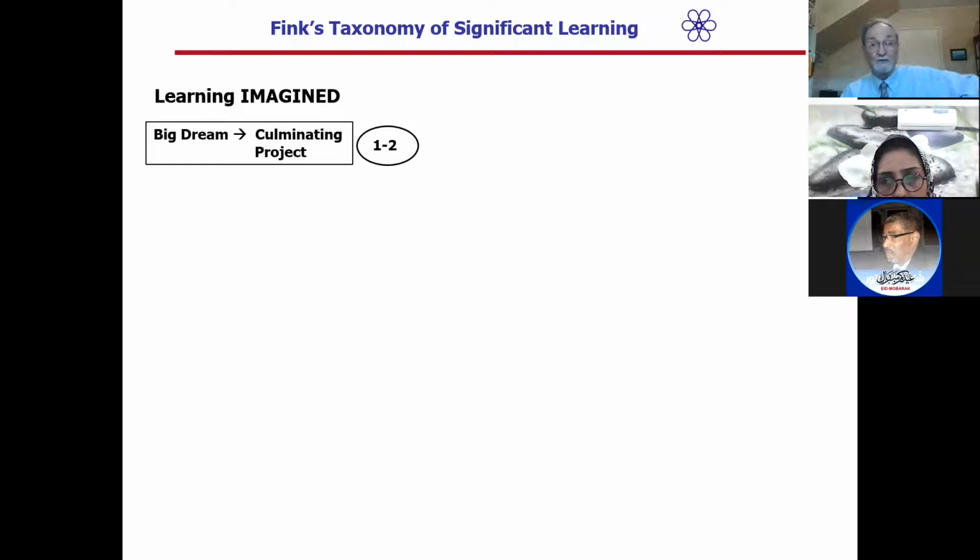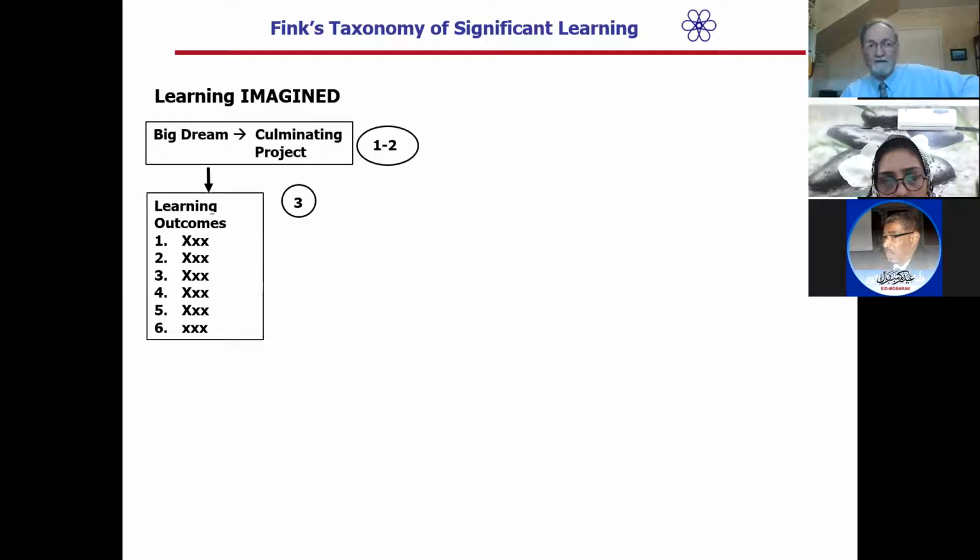That's steps 1 and 2. Then based on that, your big dream for student learning, you start to identify some desired learning outcomes. And I just laid out 6 of them. Imagine that you might use this taxonomy of significant learning, but you actually write statements saying, I want them to learn this kind of foundational knowledge, this kind of application, this kind of integration, and so forth.